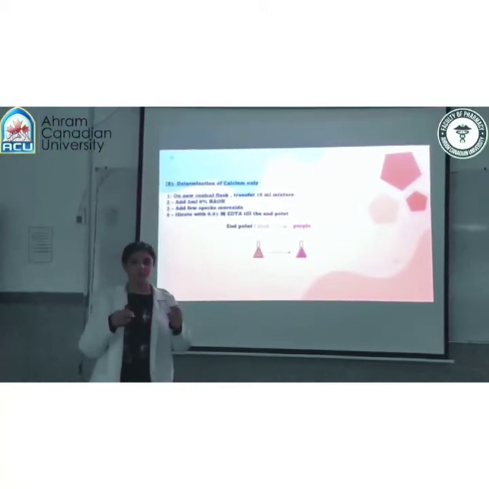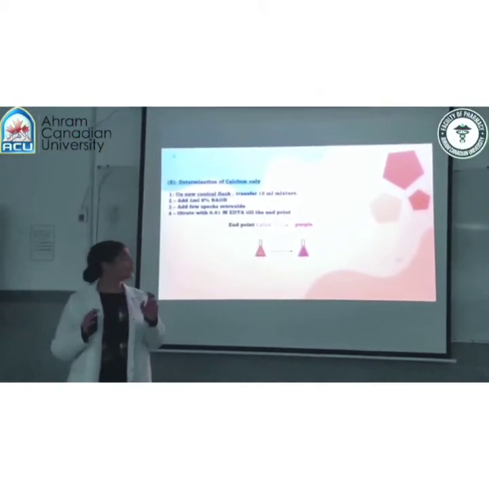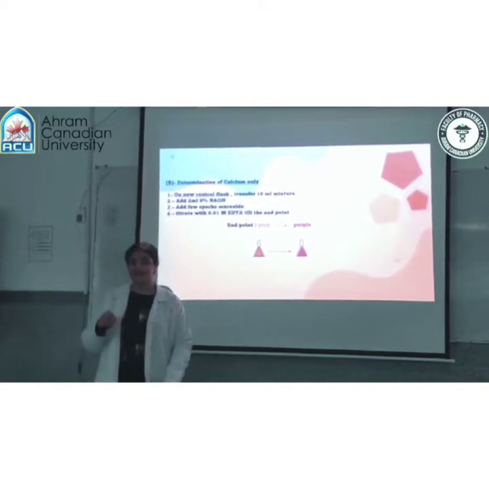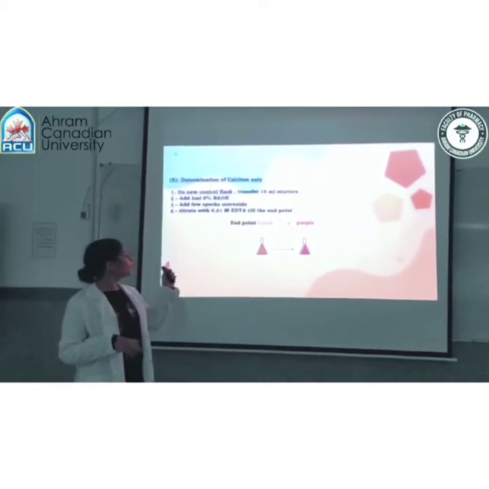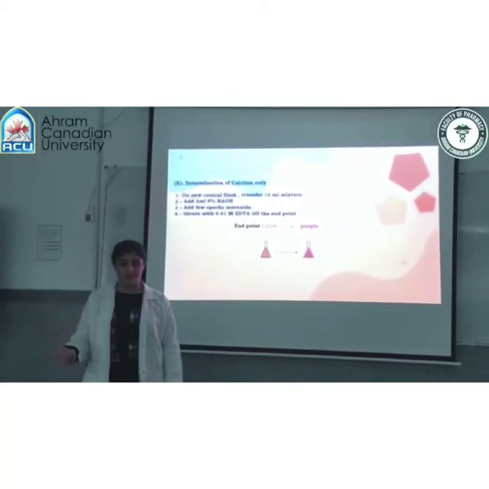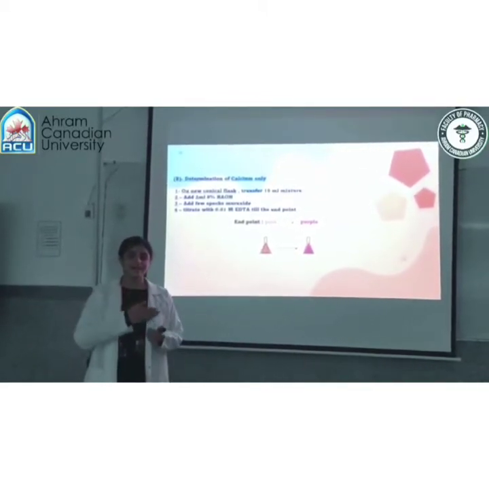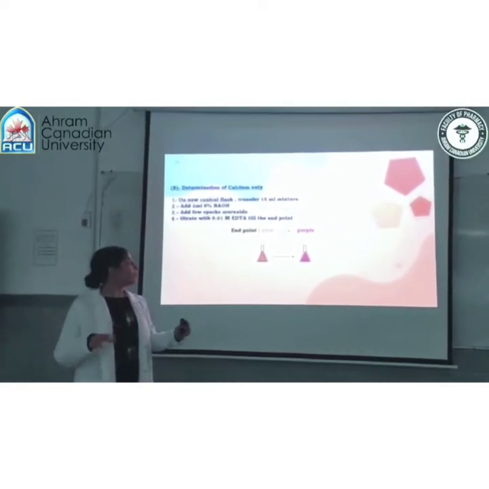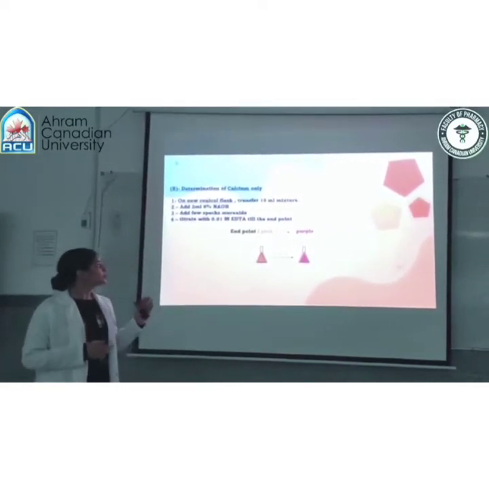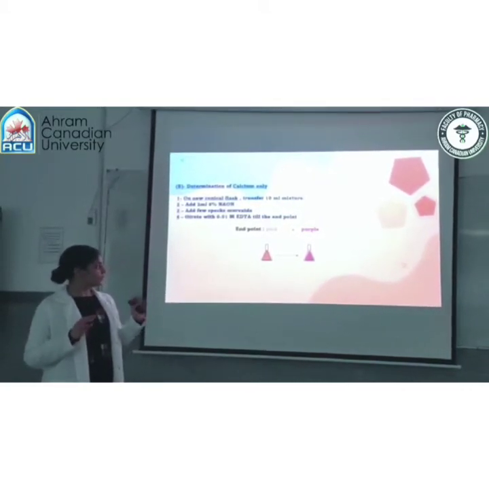milliliters. Now the determination of calcium only: in a new flask we put the mixture of calcium and magnesium, and we use an important reagent, NaOH. Why do we use NaOH? To precipitate magnesium in the form of magnesium hydroxide, to be out of the medium of titration, so we can determine the concentration of calcium only.